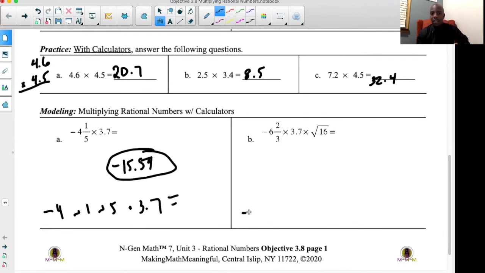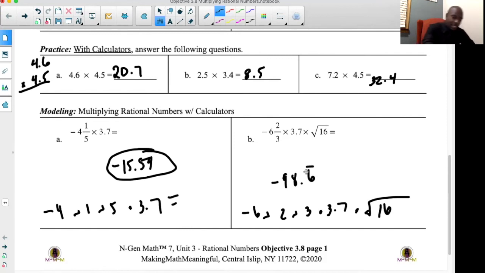For B, you type in -6, ABC 2, ABC 3, multiplied by 3.7, multiplied by the second x squared buttons, which will give you square root 16, which is the equivalent of 4. And when you hit enter for this one, you should end up getting -98.6 repeating. All right. Now that is the modeling.